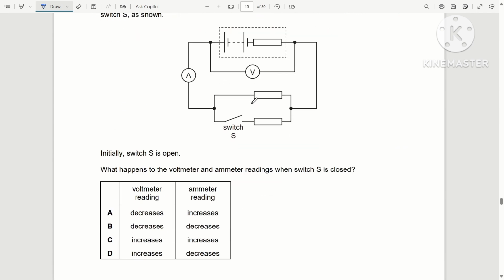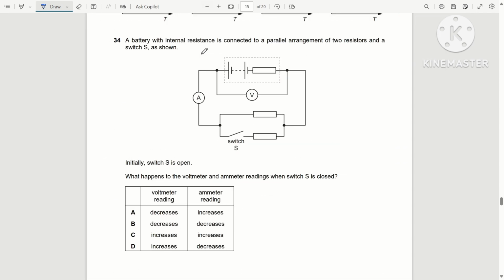Question 34. A battery with internal resistance is connected in parallel arrangement of two resistors and switch S. Initially switch S is open. What happens to the voltmeter and ammeter reading when switch S is closed? When switch S is closed, this will form a parallel combination, and we know that in parallel combination resistance will decrease. So if resistance decreases, this means total current drawn will increase. So if total current drawn is increasing, this means ammeter reading increases.